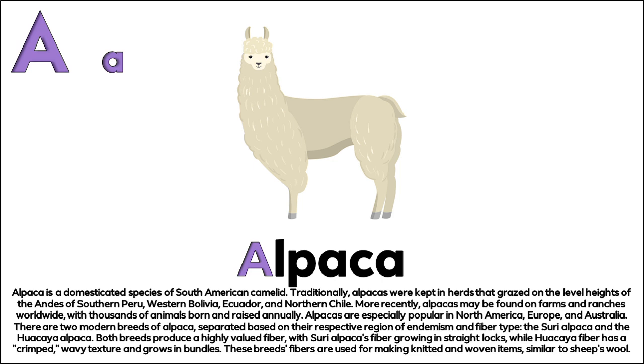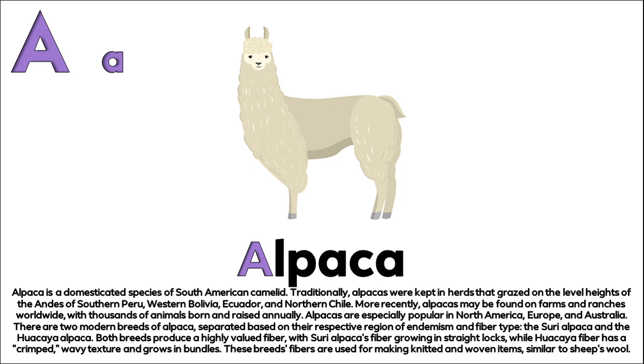A. Alpaca. Alpaca is a domesticated species of South American camelid. Traditionally, alpacas were kept in herds that grazed on the level heights of the Andes of southern Peru, western Bolivia, Ecuador, and northern Chile. More recently, alpacas may be found on farms and ranches worldwide, with thousands of animals born and raised annually. Alpacas are especially popular in North America, Europe, and Australia.